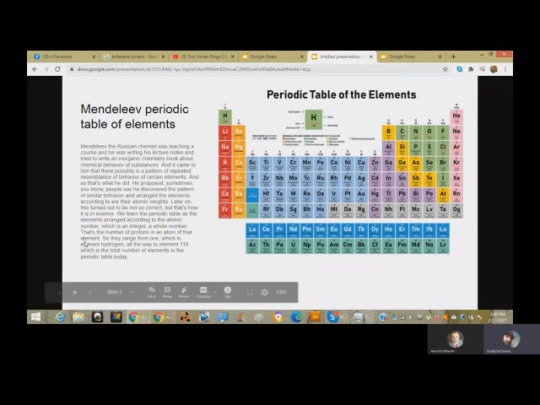So they arranged from 1, which is element hydrogen, all the way to element 118, which is the total number of elements in the periodic table today.